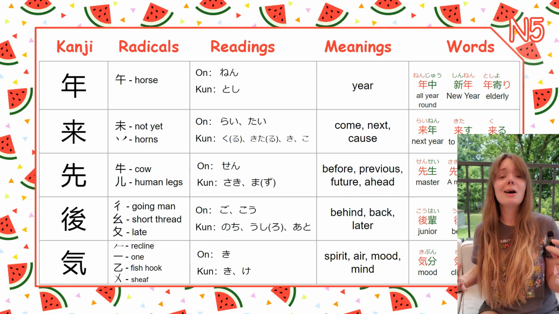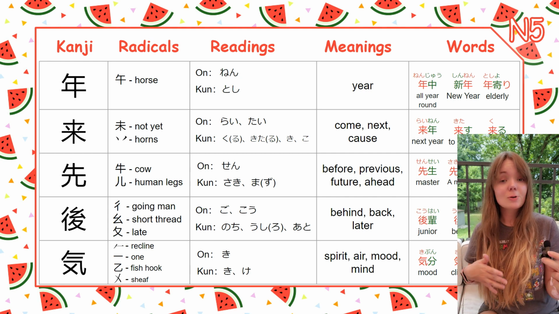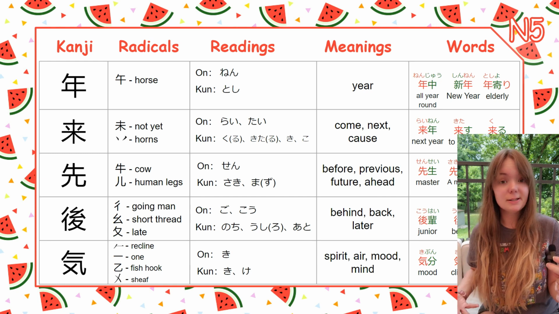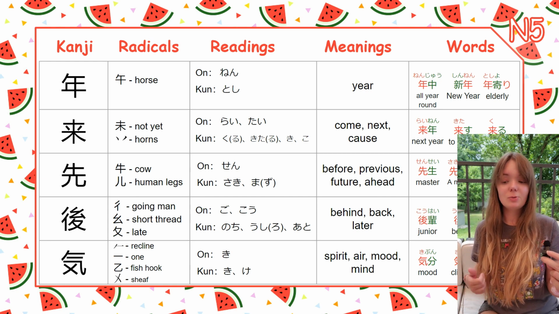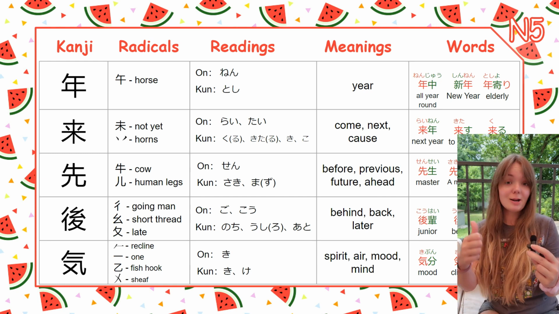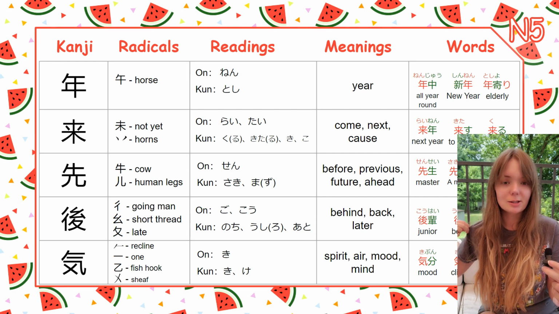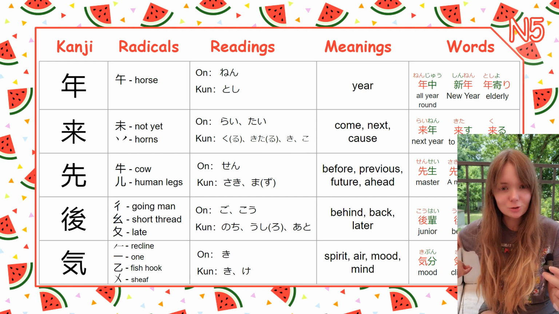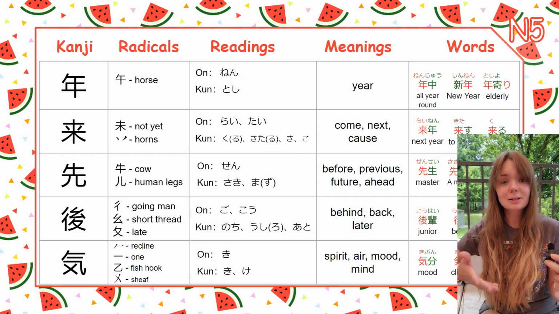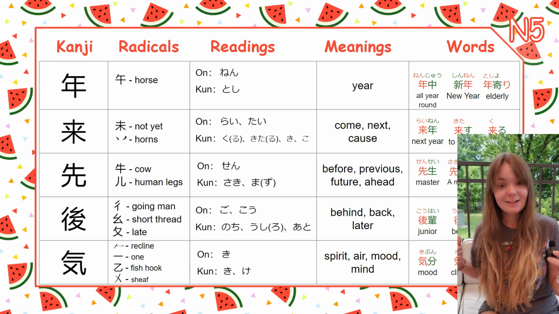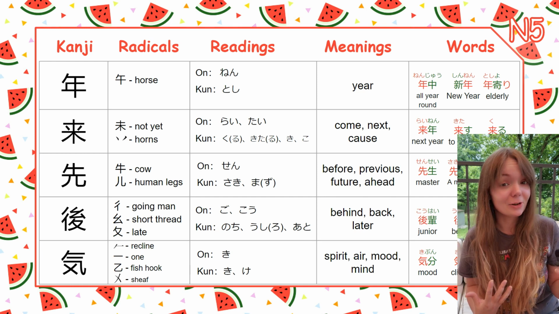There are a ton of different ways that you can remember all of these pieces. You can think, okay, so we have a man. He's trying to go to work, but he's got all of these little short threads dangling off of his shirt, and he's got to cut them all off so he looks professional, and it makes him late. He's late for work. He's behind. He will show up to work later.